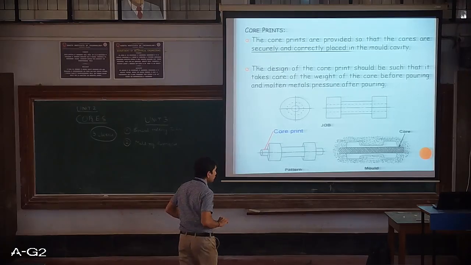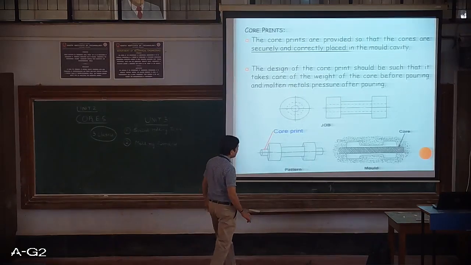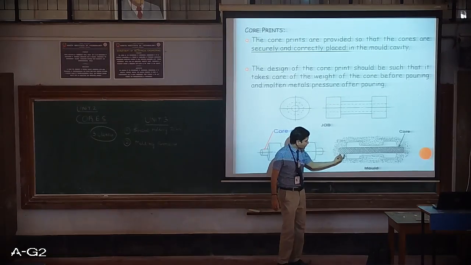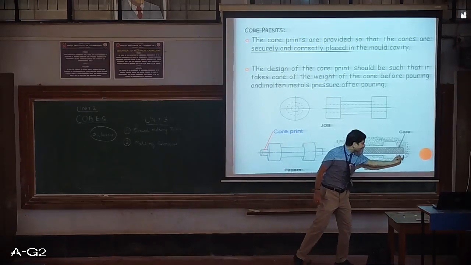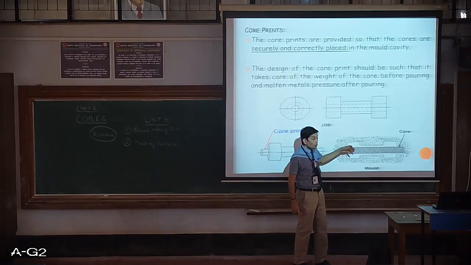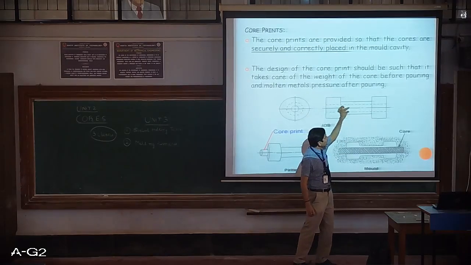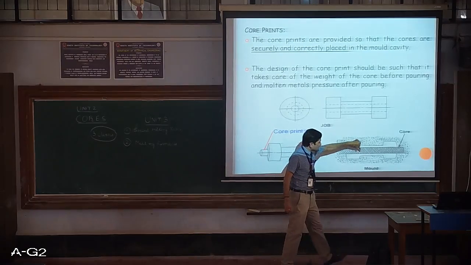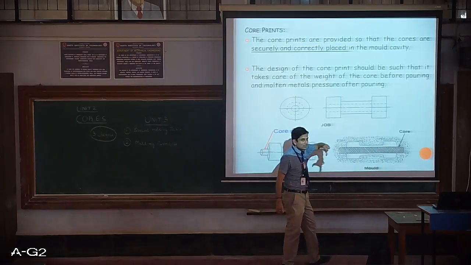Now what is the expectation out of the core prints? For another example, I have put the same slide from the previous one here also. This provision you provide is called the core prints, here and here. This is the core, while this is the pattern. Now what output will we get out of it? You will get a shape like this one with hollow sections inside, right? So this extra provision on the core is called the core print.